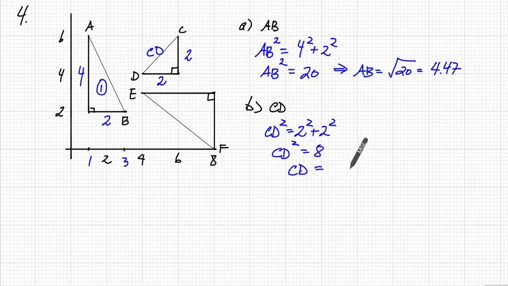CD, therefore, is equal to the square root of 8. It should be a number slightly below 3. And let's see what that number is: 2.83.